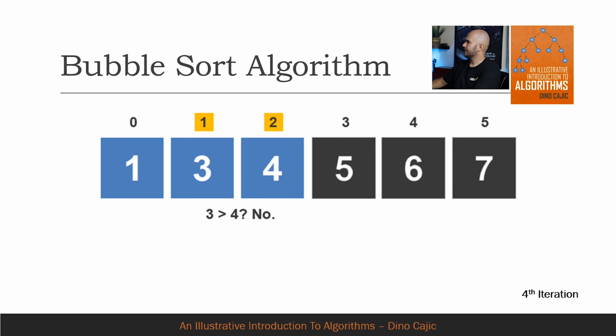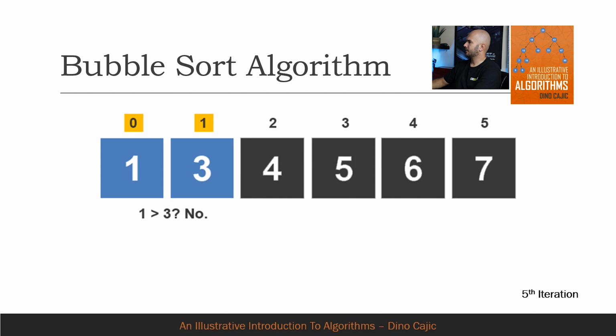Next, the algorithm compares values at indices 1 and 2. Since 3 is less than 4, the elements remain in their current positions. This ends the fourth iteration. The algorithm guarantees that the last 4 digits have been sorted. One more iteration to go. So the bubble sort algorithm starts working on the fifth iteration.